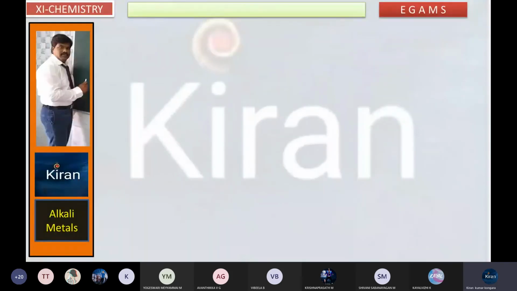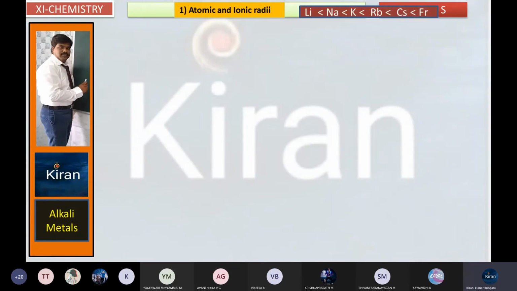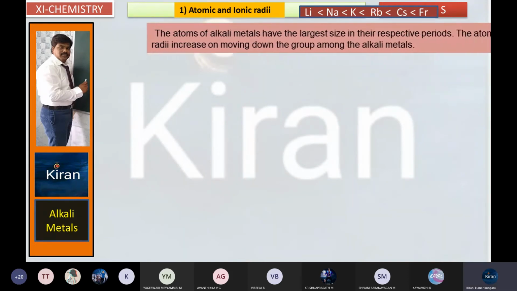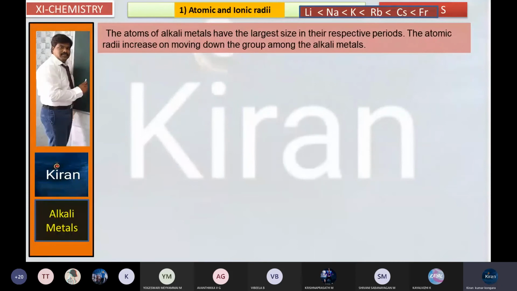Already yesterday we discussed the atomic radius. That's the reason I am simply saying about atomic radius. Atomic radius means the distance between the center of the nucleus to the outermost shell. So the atomic radius gradually increases from lithium to francium. Lithium is less than sodium, sodium is less than potassium, potassium is less than rubidium, rubidium size is less than cesium, cesium size is less than francium.